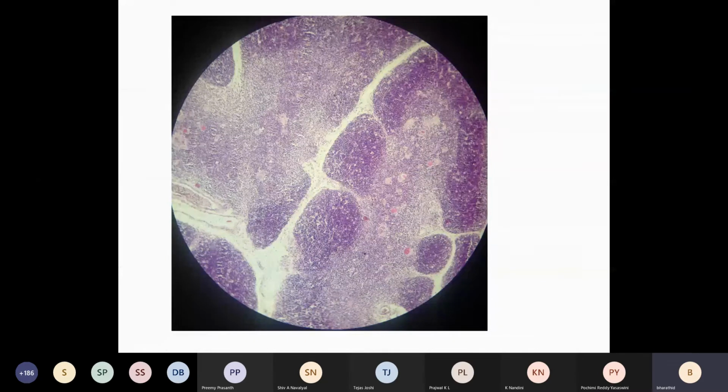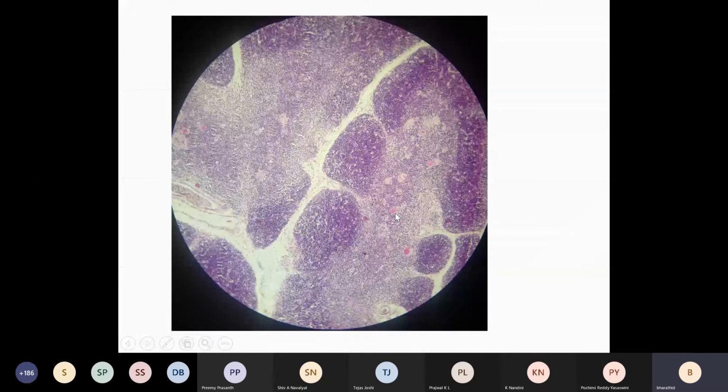Okay, and it is whirl-like. It is like a whirl. You can see here also, it is a whirl-like concentric pinkish mass present in the medulla of the thymus, and it is derived from degenerated epithelial cells and degenerated macrophages.